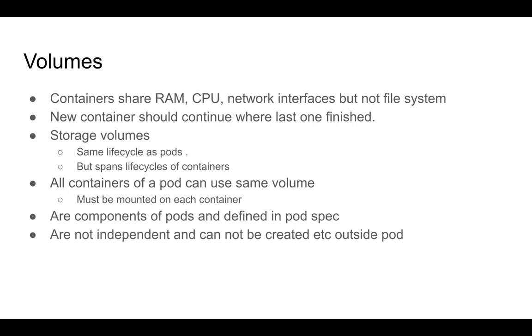If you see in a pod, there are containers. A pod can have one or more containers, and they share RAM, CPU, and network interfaces, but they don't share the file system. Now, what might happen is that a pod gets crashed or a container gets crashed. They are temporary in nature. So anytime they crash, Kubernetes will start a new container or pod.